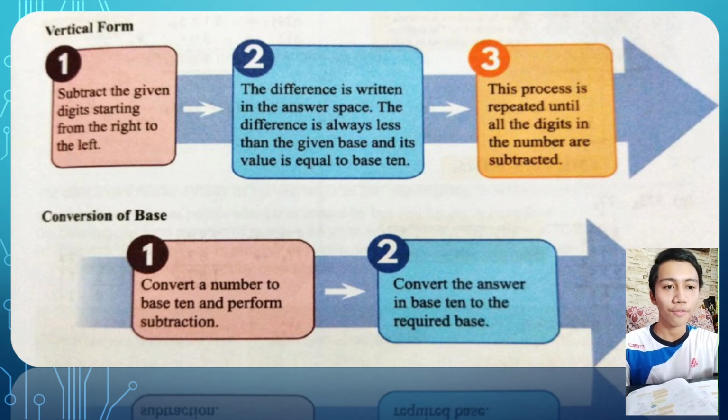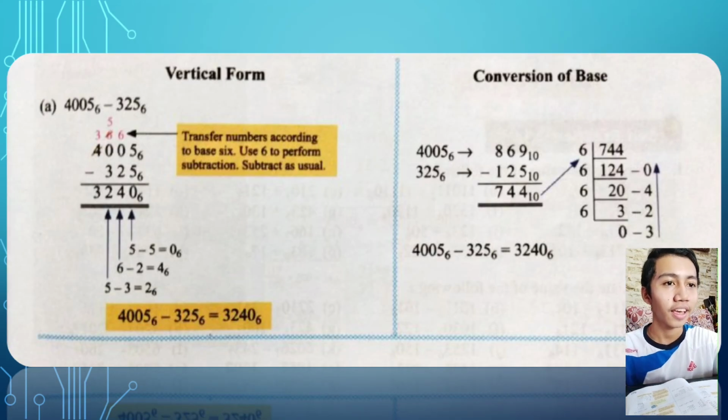While in conversion of base, we must convert a number to base 10 and perform subtraction. And then we need to convert the answer in base 10 to the required base. So basically it is almost the same thing, but it is the subtraction method. Okay. So as you get to see, in vertical form, we must subtract as usual.